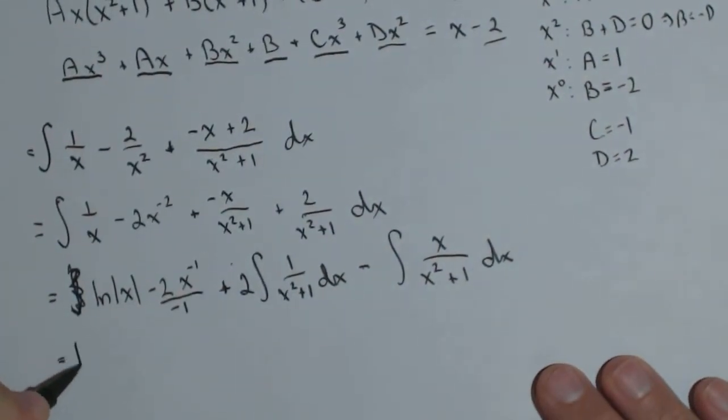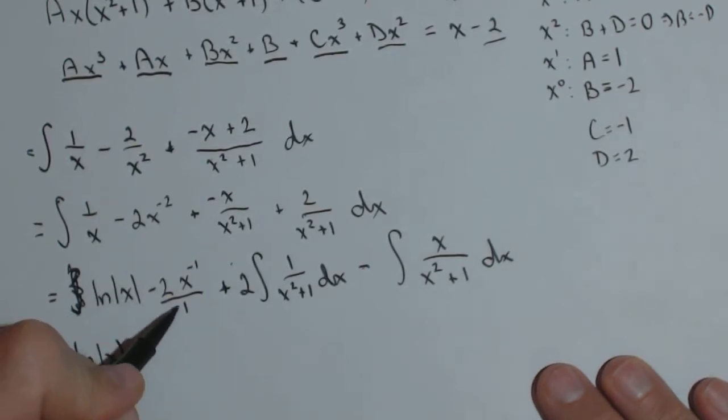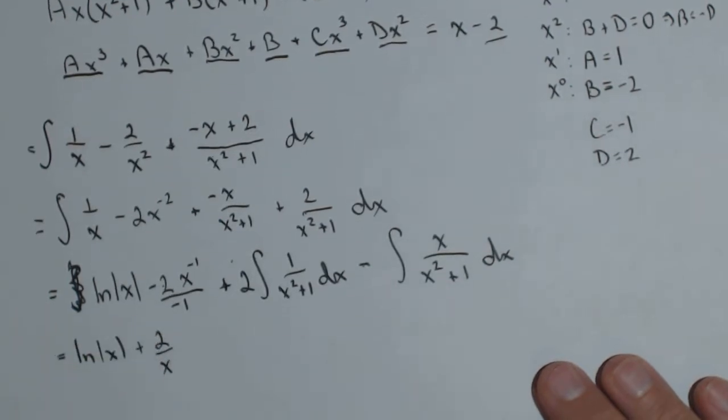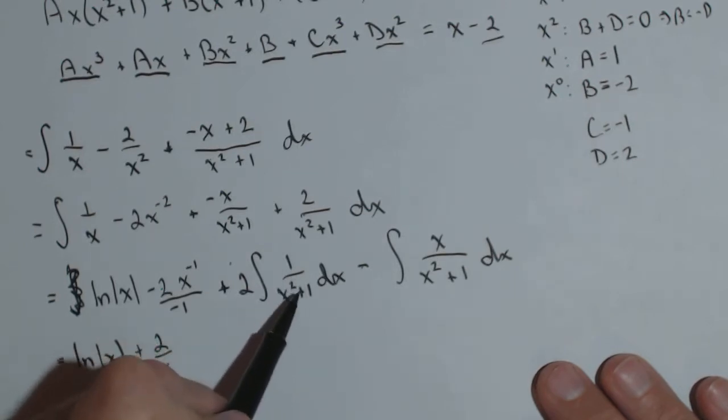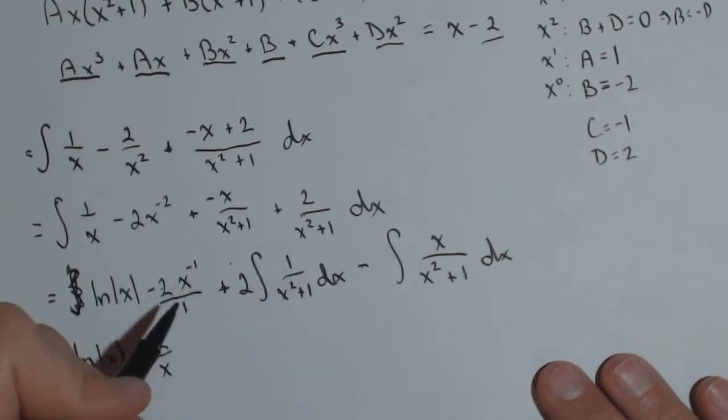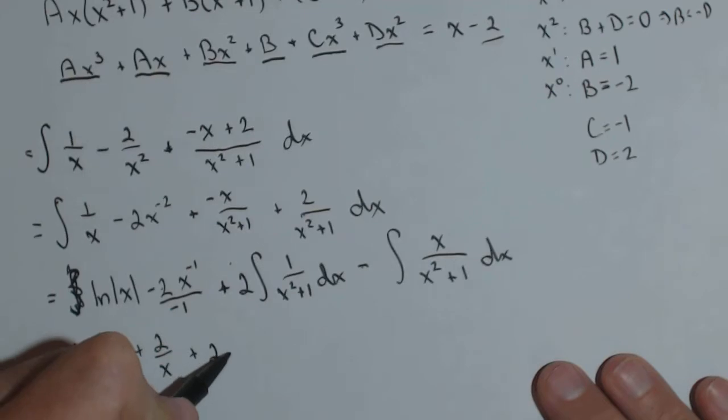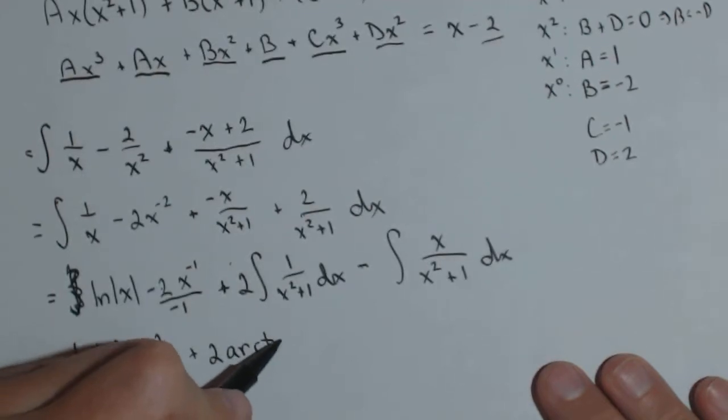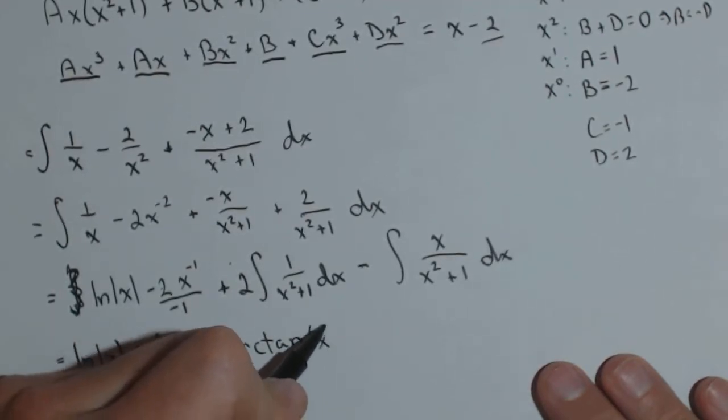Let's clean some of these up and finish them off. So this is just a natural log of the absolute value of x. Negative 2 divided by negative 1 becomes a positive 2. And if we want, we can write that as over x. This is the derivative of arctan. So we have plus 2 arctan of x.